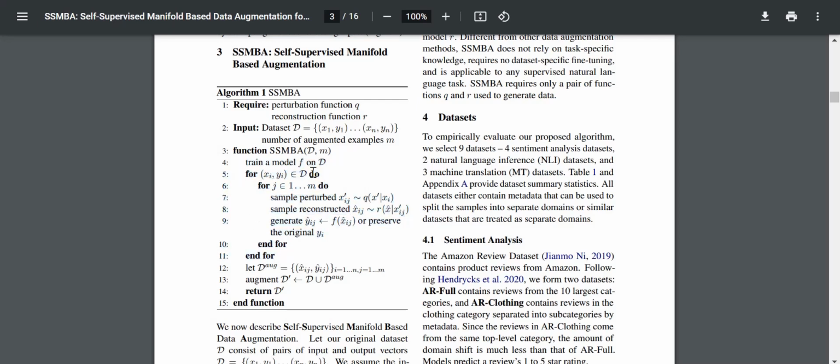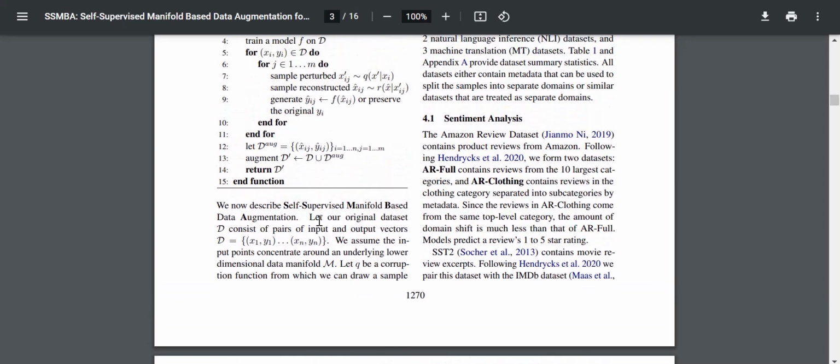So you have two nested loops. For each data point, you perform this exact experiment n times, which is the number of augmented examples you want per sample, where you corrupt it, reconstruct it, and predict the label. Now you have an augmented data set, and then your total data set is the union of both the data sets. We now describe self-supervised manifold-based data augmentation.